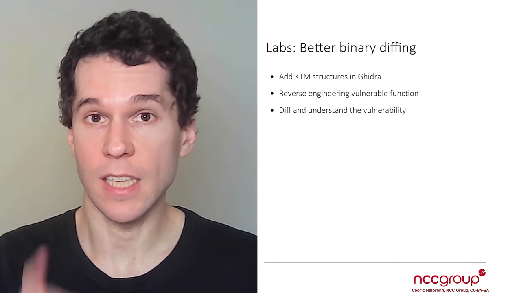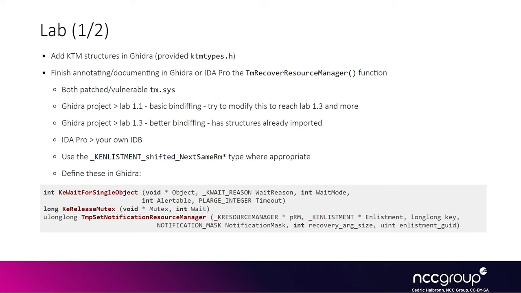Okay, let's get started. So the goal of the lab is to import the KTM types.h header file that has lots of KTM structures and to import it in Ghidra for both the patch file and the vulnerable file. And we're going to do it for the version of the files that are from the basic bin diffing where not much has been defined already. And the goal is going to reach a good state of reversing similar to what is in the better bin diffing folder in Ghidra.